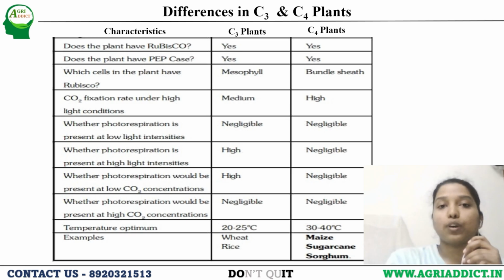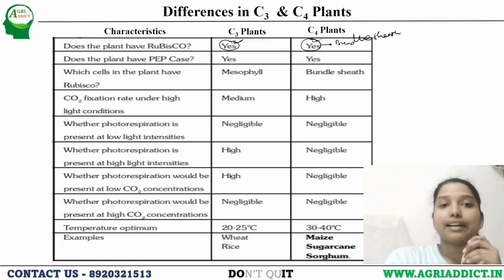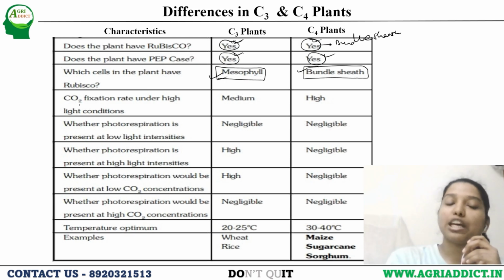Does the plant have rubisco? Yes, of course. In C3 it is having rubisco. In C4 also it is having rubisco, but this rubisco is present in bundle sheath cells. Okay. Does the plant have PEPcase? In case of C3, yes, it is there, and in case of C4 also it is there. Which cells in the plants have rubisco? Here in C3 plants, mesophyll is having rubisco, and here in C4 plants, as I said earlier, bundle sheath is having rubisco enzyme.